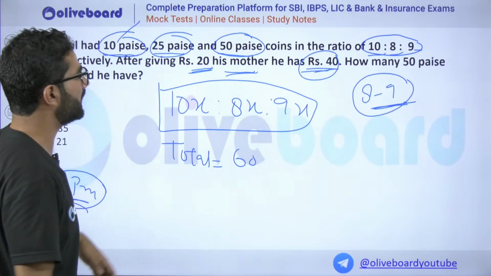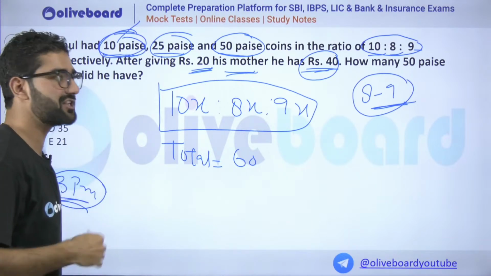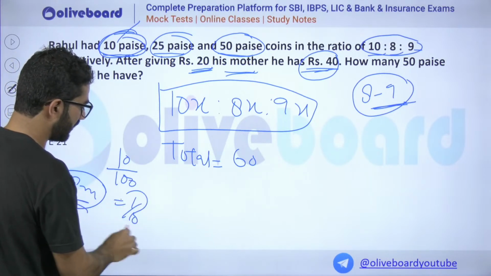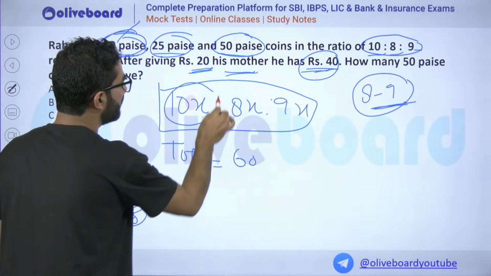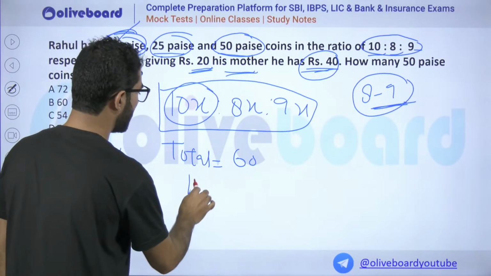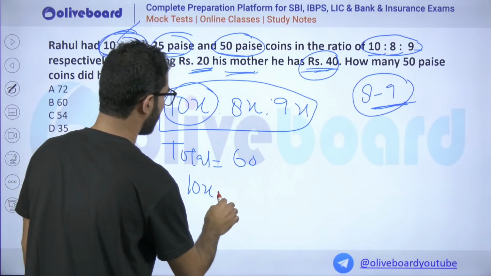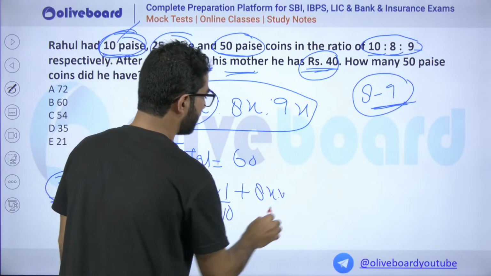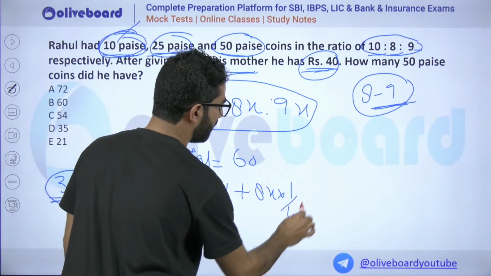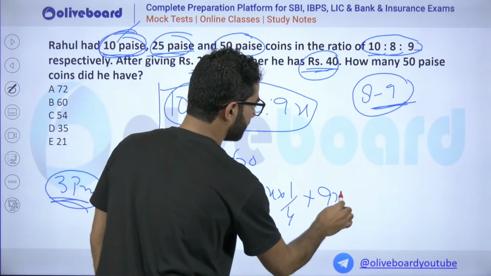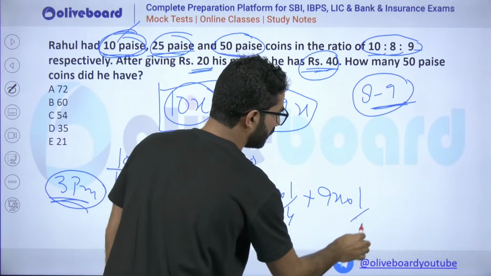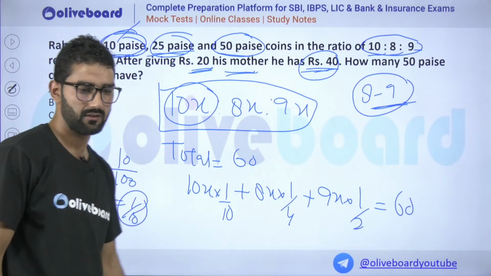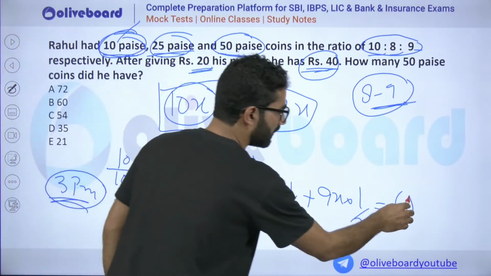I can change 10 paise into rupees: 10 paise divided by 100 will be 1/10. So the value in rupees will be 10x multiplied by 1/10, plus 8x multiplied by 25 paise which is 1/4, plus 9x multiplied by 50 paise which is 1/2. That is given as 60 rupees. Is this clear? It is 60 rupees.